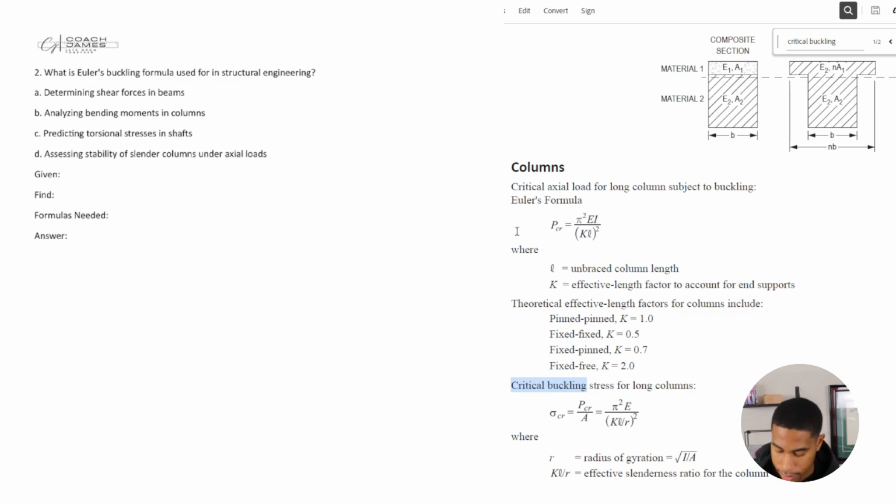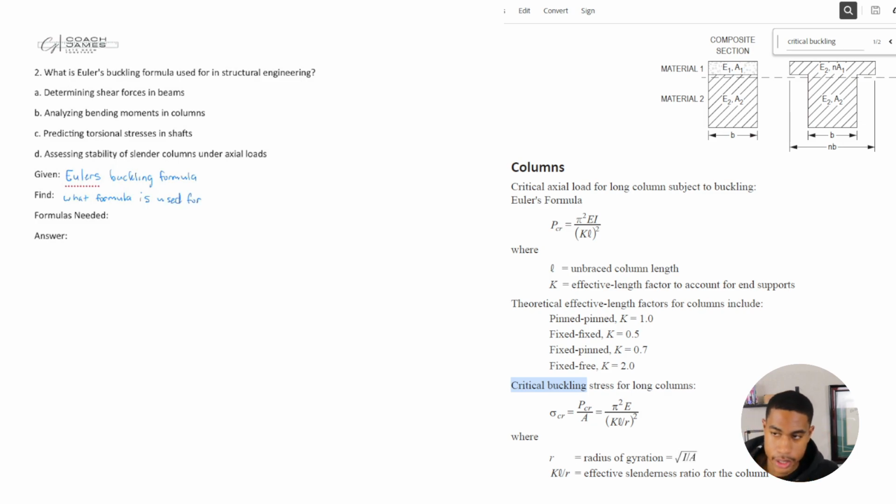What is Euler's buckling formula used for in structural engineering? This is a conceptual question, right? So what information are we given? We're using Euler's buckling formula. And we are trying to find what this formula is used for in structural engineering.